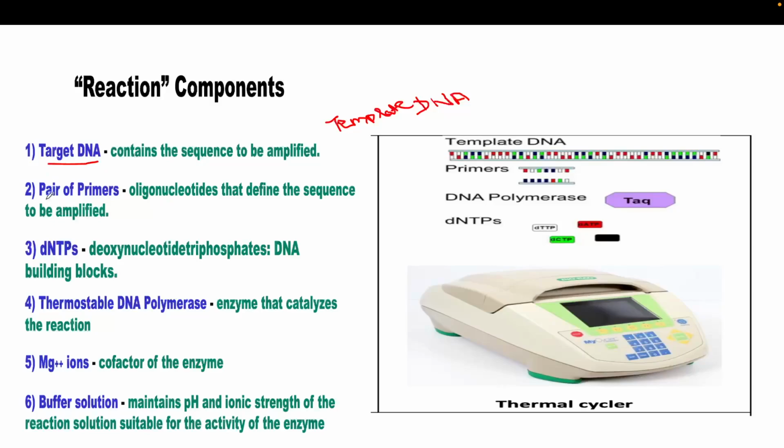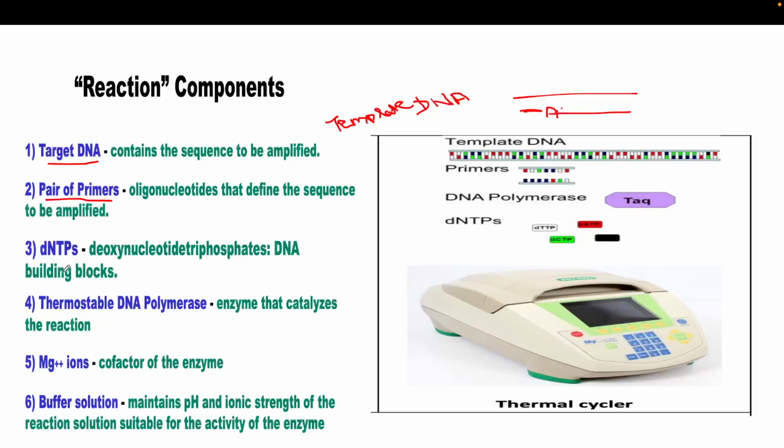Then apart from that you require a pair of primers. What are the pair of primers? As I discussed earlier, they are short oligonucleotides which give the 3'OH end to extend the DNA sequence with the help of DNA polymerase. They define the sequence to be amplified. Suppose this is your target DNA, so here a short oligonucleotide, the primer, will be there, which is complementary to your target DNA sequence, and with the help of DNA polymerase, it will extend this complete DNA sequence.